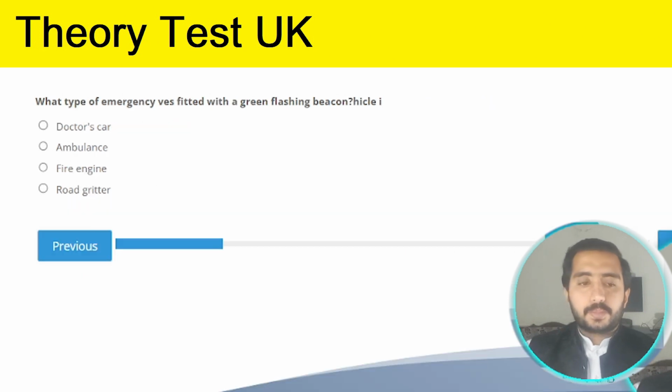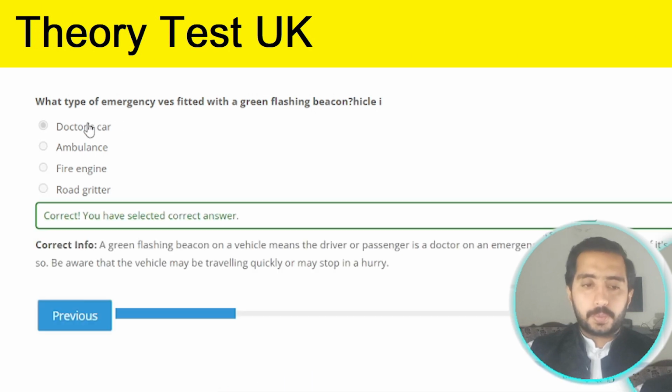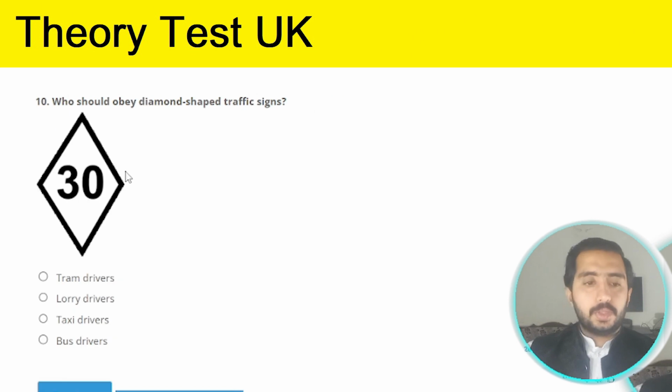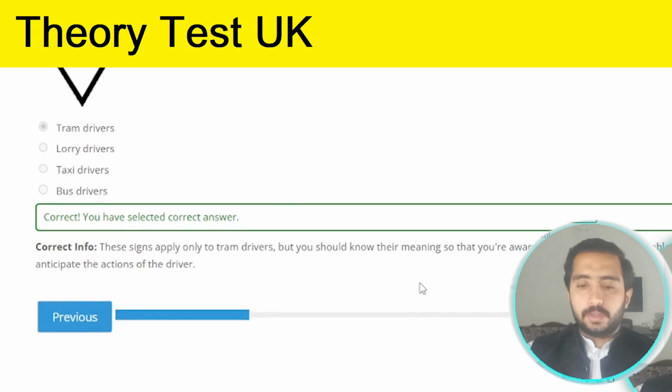Next question, question number 9. What type of emergency vehicle is fitted with a green flashing beacon? The correct option is doctor's car. Option A. Next one, who should obey a diamond-shaped traffic sign? The lorry drivers, tram drivers, taxi drivers, or bus drivers? The correct option is tram drivers. Option A is the correct one.